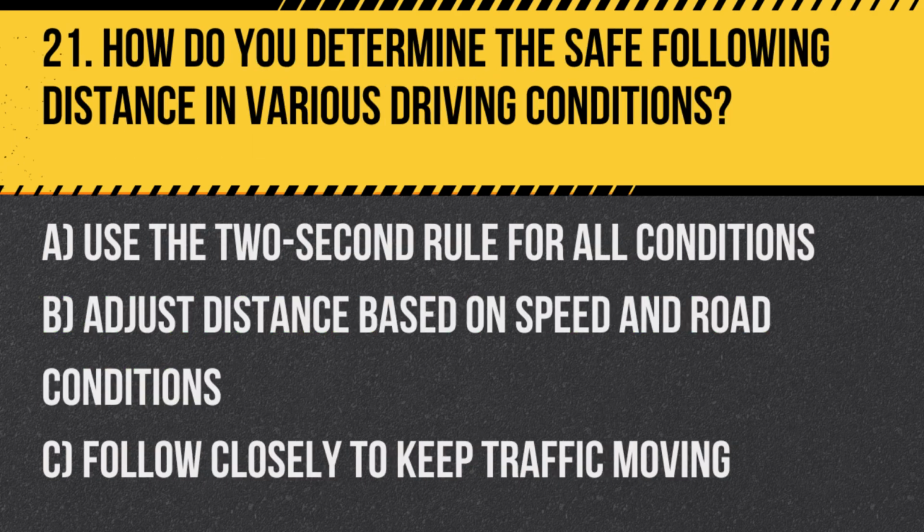Question 21. How do you determine the safe following distance in various driving conditions? A. Use the 2-second rule for all conditions. B. Adjust distance based on speed and road conditions. C. Follow closely to keep traffic moving.